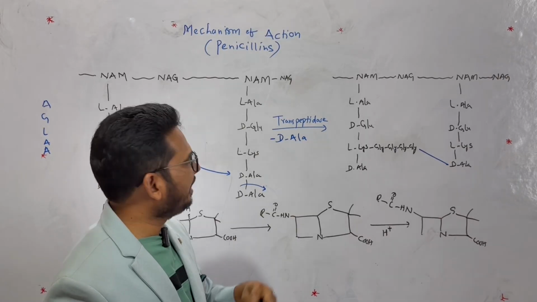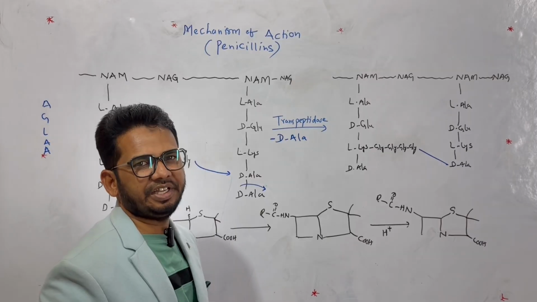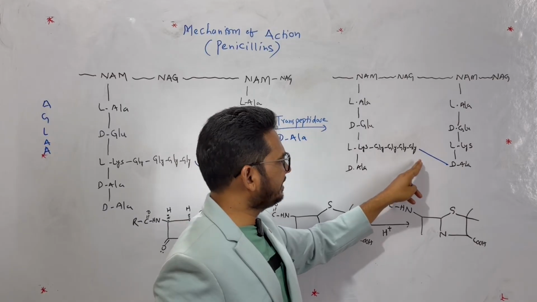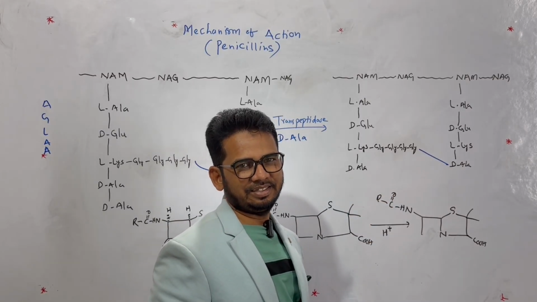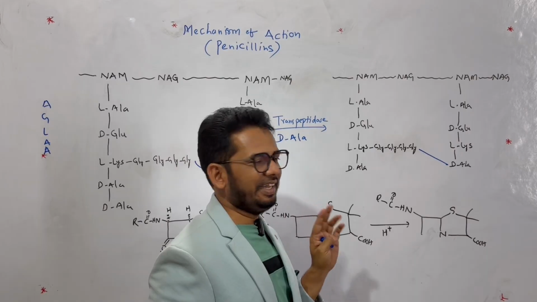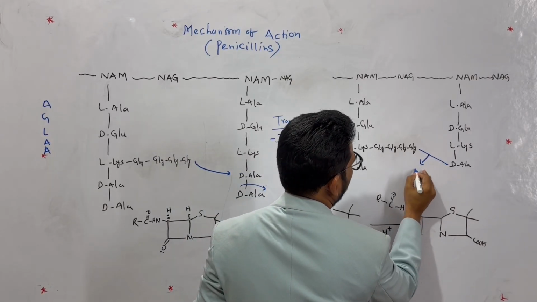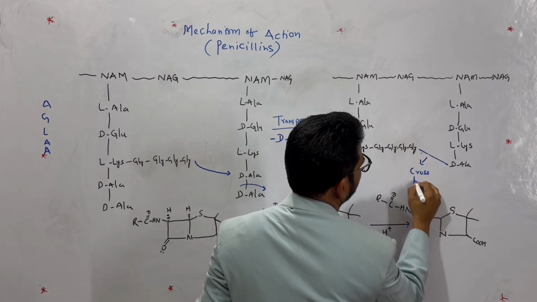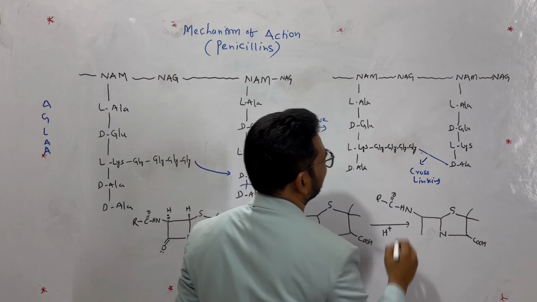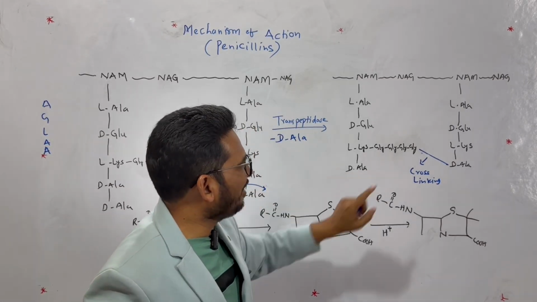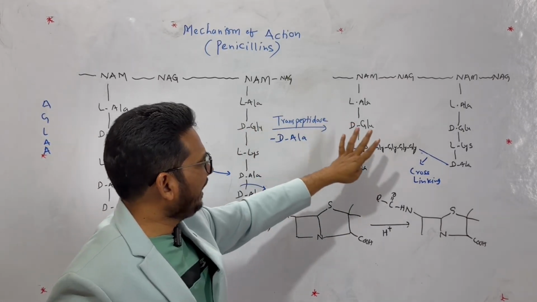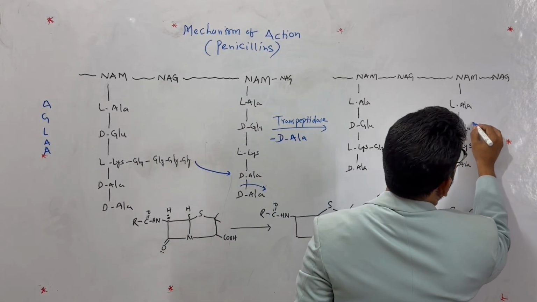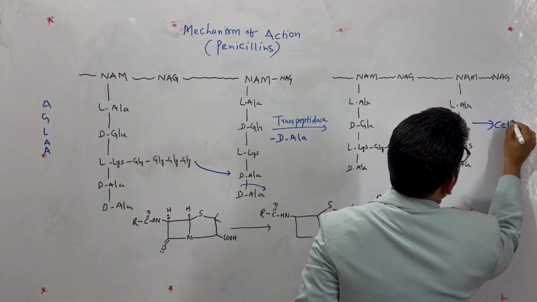With the help of which enzyme here? The transpeptidase enzyme, which forms the peptide bond between this amino acid and this amino acid. That's why it is called transpeptidase. This is called cross-linking. By this cross-linking, what happened? This protein complex is going to be formed. For what purpose? For the cell wall synthesis.